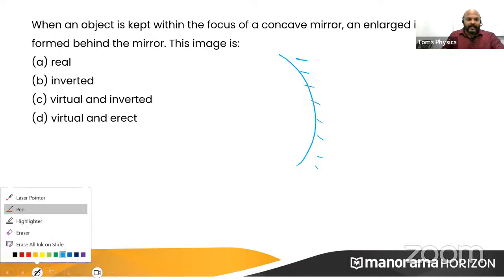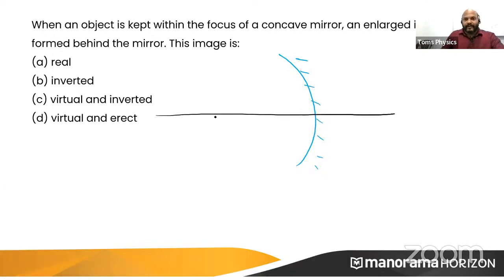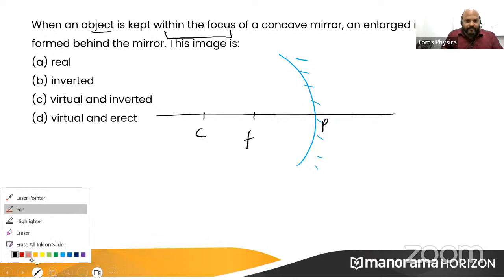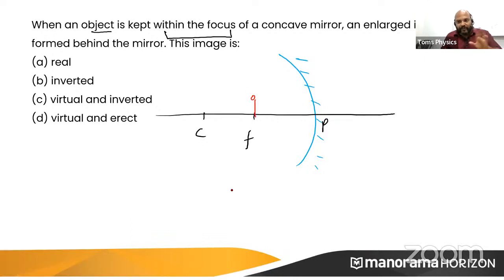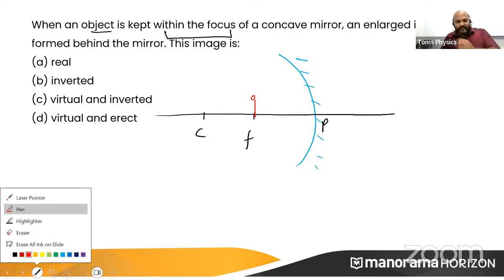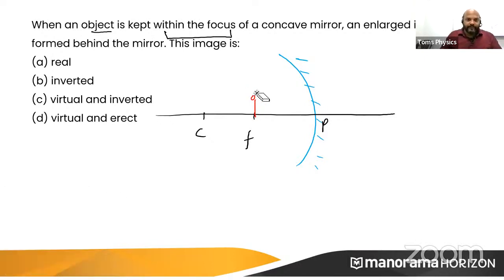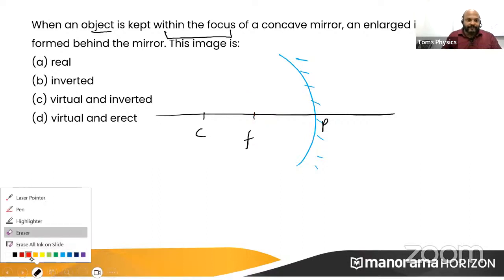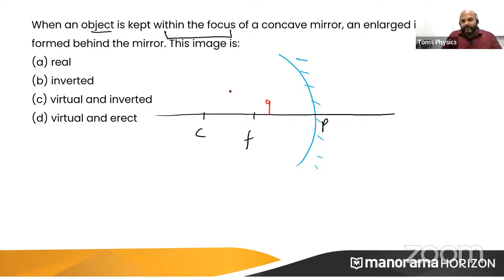We have a concave mirror, and they are telling us that this mirror has center of curvature, F, and pole. If they say that the object is kept within the focus, please understand that does not mean the object is sitting here. Within the focus, that is not what they're trying to say. What they are saying is that the object is inside towards the pole. So the object is somewhere here within the focus. So this is in, this is out.